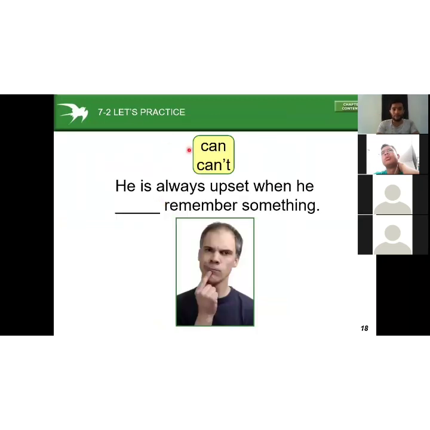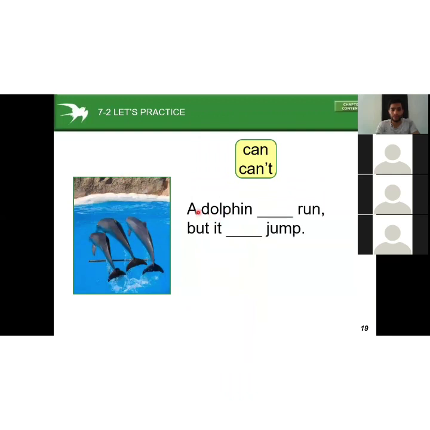Now let's practice before we get logged off. He is always upset when he can't. Remember something. What do you think? Can't. Yes, very good. Can't, that's great. How about the next one? He's showing disability. How about this one? A dolphin can't run, but it can jump. Very good, right? Can't run, but it can jump. That's great.